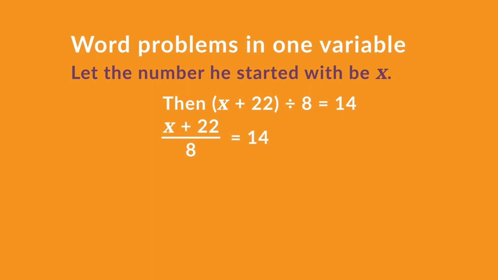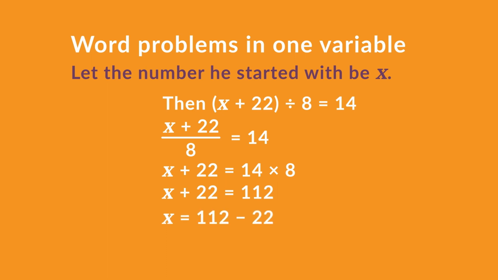Then we multiply both sides by 8 to get x plus 22 equals 14 times 8. So x plus 22 is equal to 112. Subtract 22 from both sides to get x equals 112 minus 22. The answer is x is equal to 90 apples.